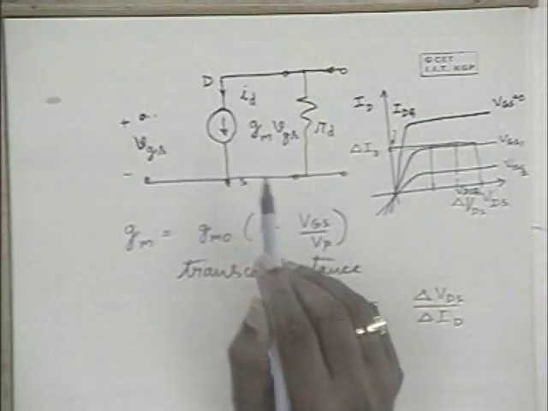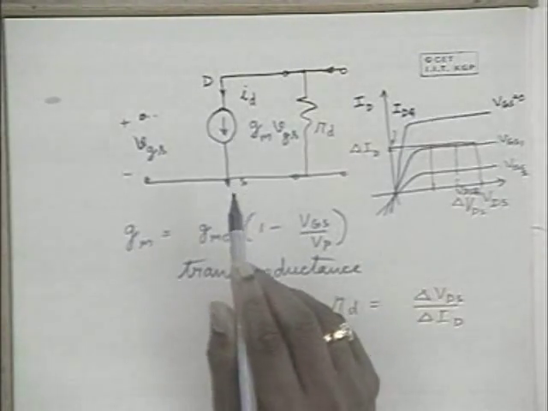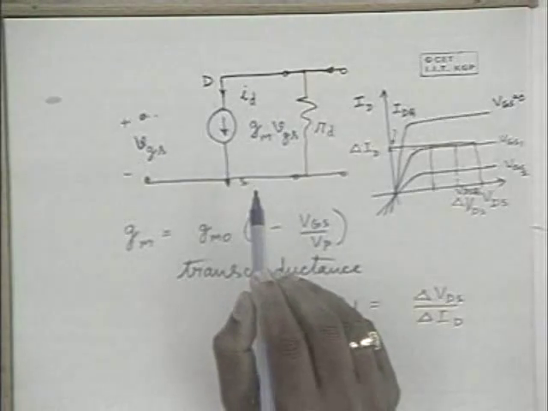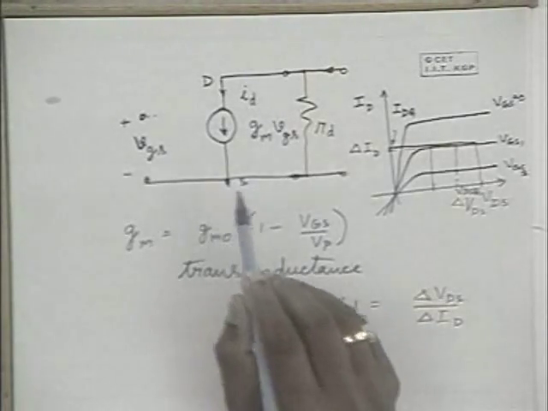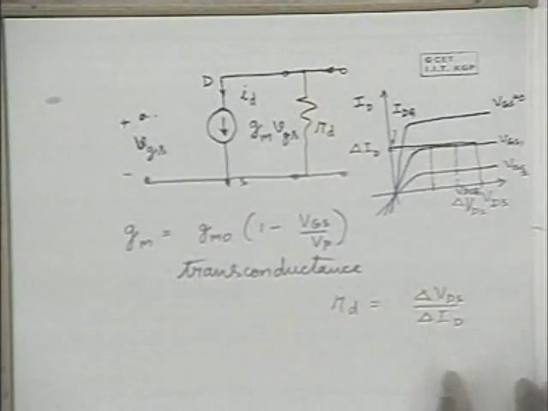Any other question? Questions? This is a simpler circuit than the BJT equivalent circuits. Therefore, when you use this in the amplifier analysis, the analysis turns out to be simpler than the BJT analysis.